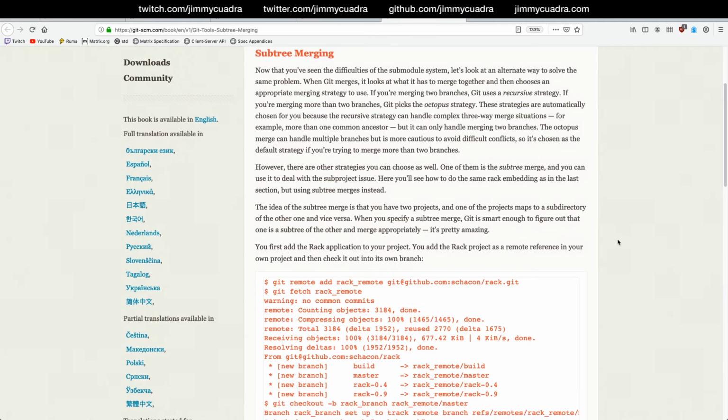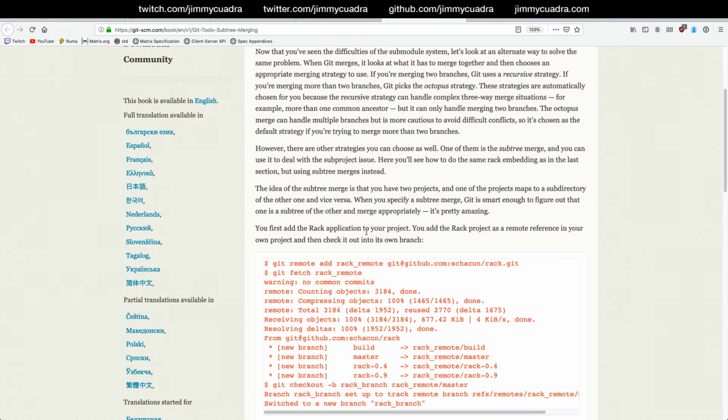What does it mean by rack? Oh, it's just talking about the Ruby project rack. I was like, what is a rack embedding? That makes sense. Okay, so let's see what they're doing. You first add the rack application to your project. You add it as a remote reference in your own project, and then you check it out into its own branch.